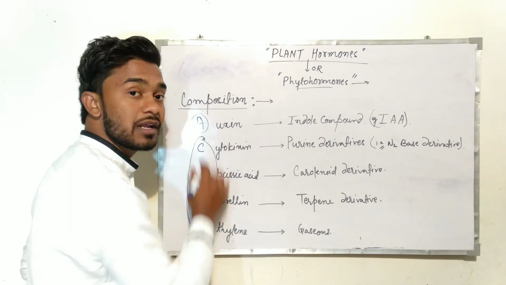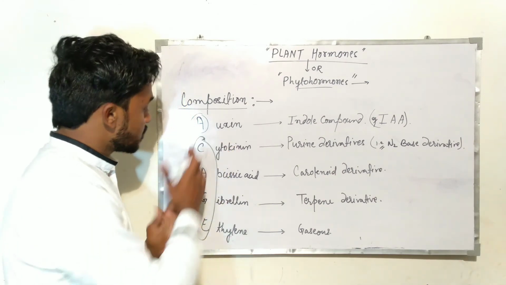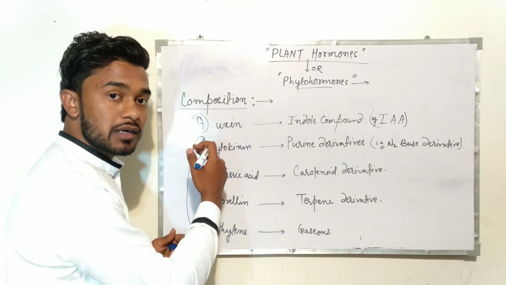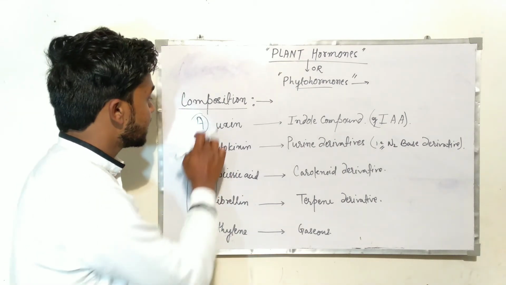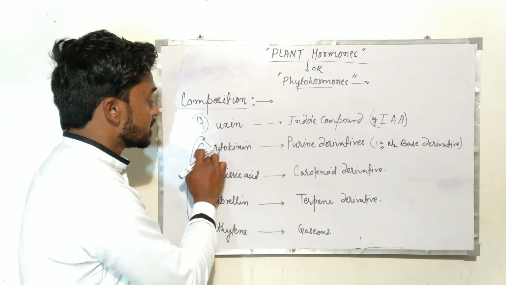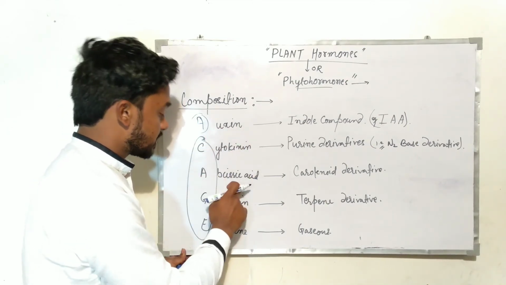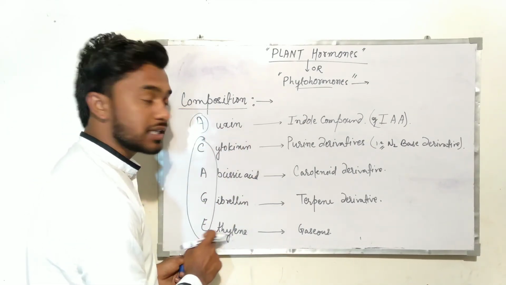You know well about a cage, pinjra. So, A CAGE. This is the trick to remember these 5 names of phytohormones. A denotes auxin, C for cytokinin, A for abscisic acid, G for gibberellin, and E for ethylene.